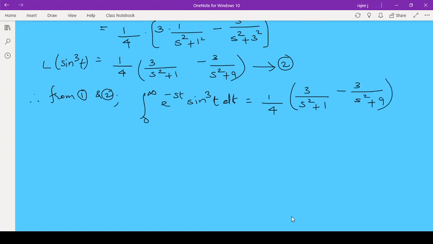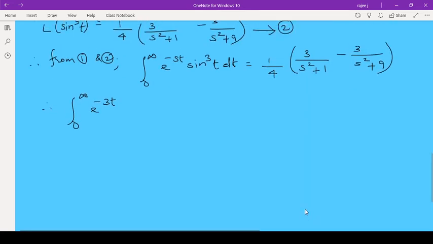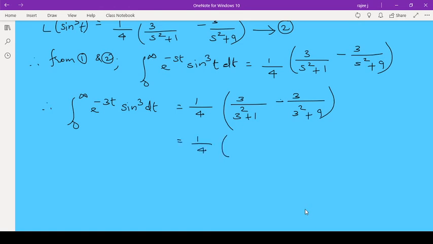Now our question is integral 0 to infinity e to the power minus 3t sine cube t dt. That will be given by replacing all s by 3. So it is 1 by 4 into 3 upon 3 square plus 1 minus 3 upon 3 square plus 9. So that's equal to 1 by 4 into 3 upon 10 minus 3 upon 9 plus 9, 18. On simplifying this, you will get the answer.